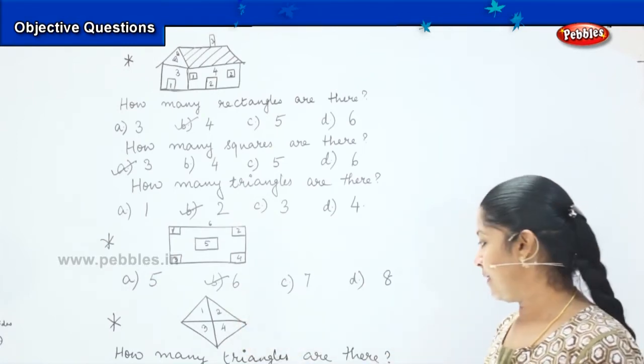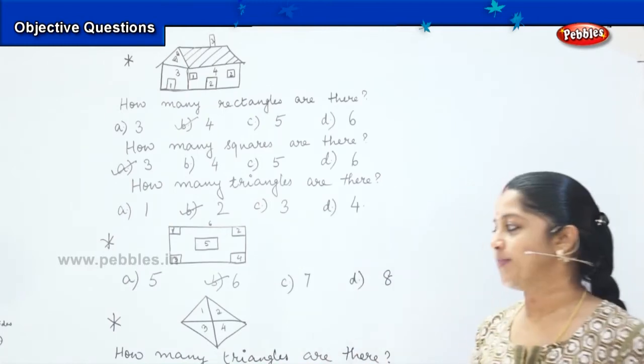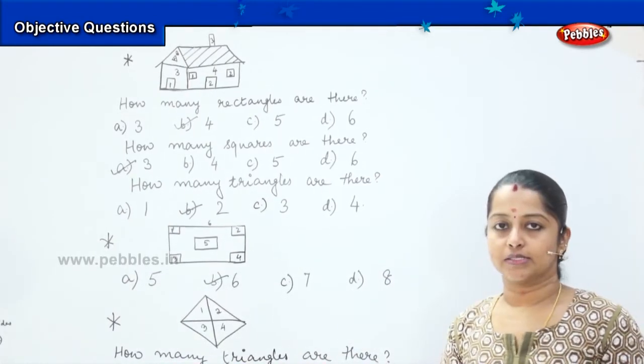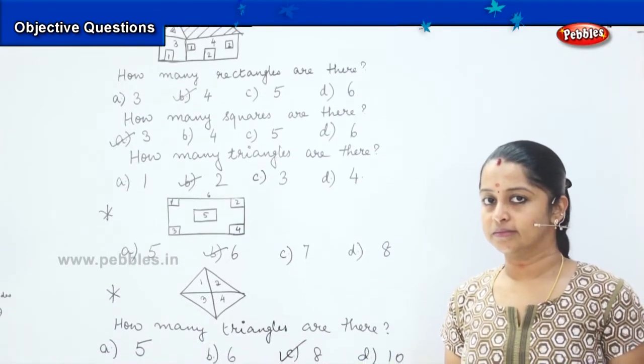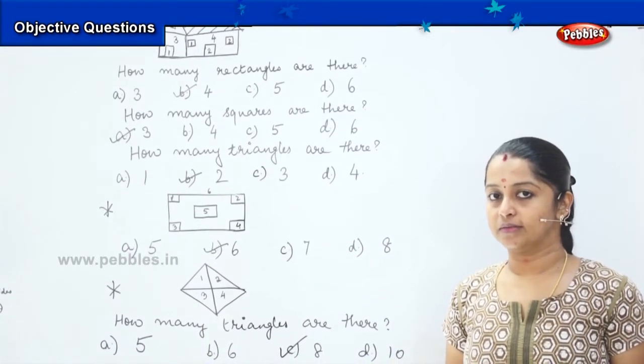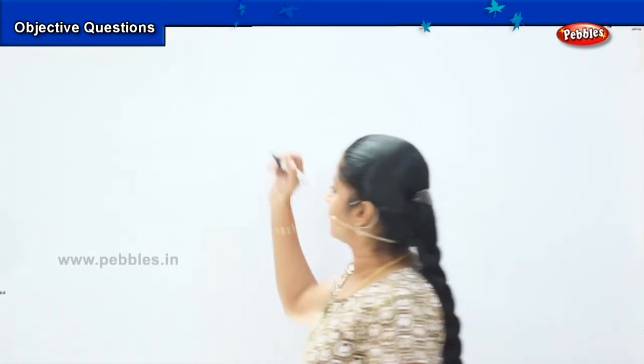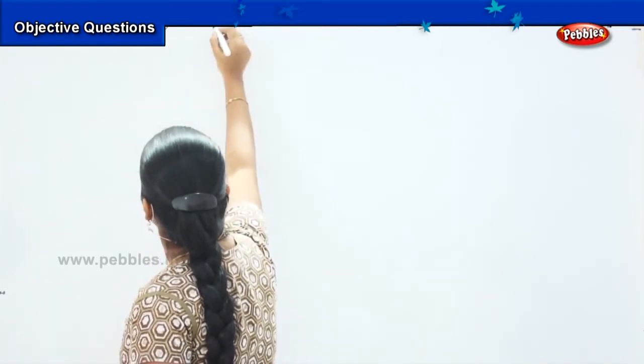So how many are there? 8. So option C, 8 is my right answer. Clear? Shall we move to the next one? Here comes the next question. Now, can you tell me what is the shape?